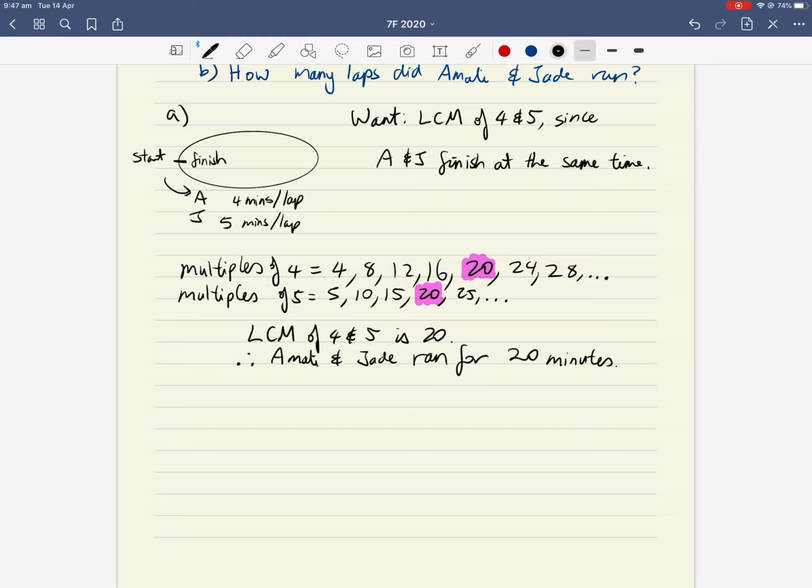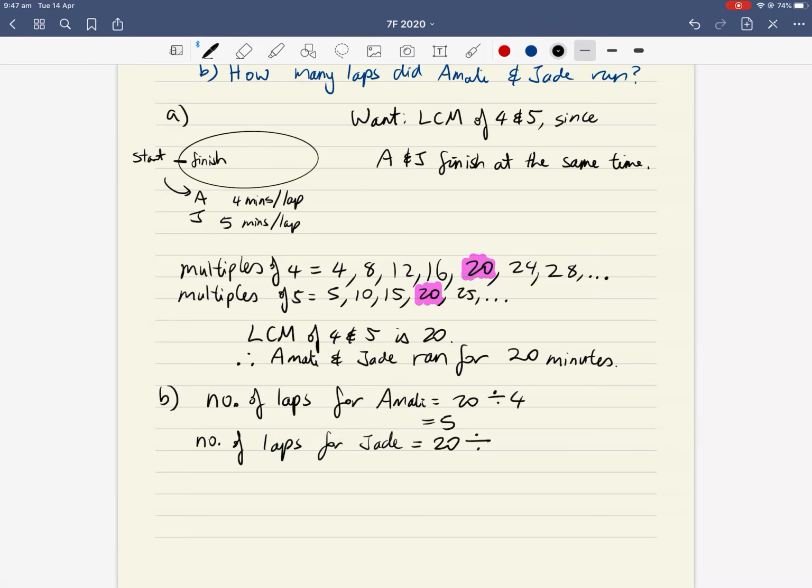Okay, part B. How many laps did they run individually? Well, if it takes Amali 4 minutes per lap and they ran 20 minutes, then the number of laps is 20 divided by 4. So the number of laps for Amali is 20 divided by 4, which is 5, and for Jade, who takes 5 minutes per lap, the number of laps is 20 divided by 5, which is 4 laps.